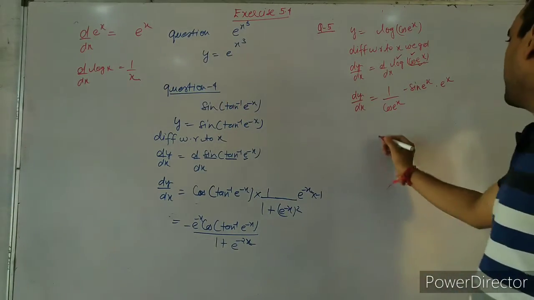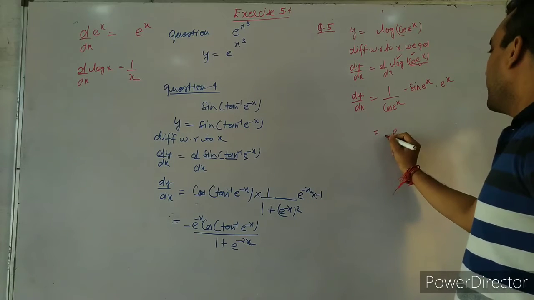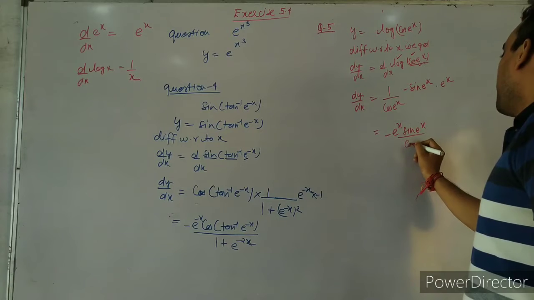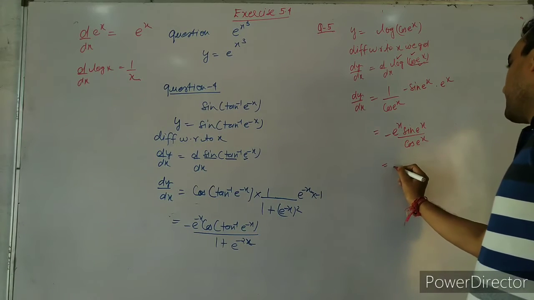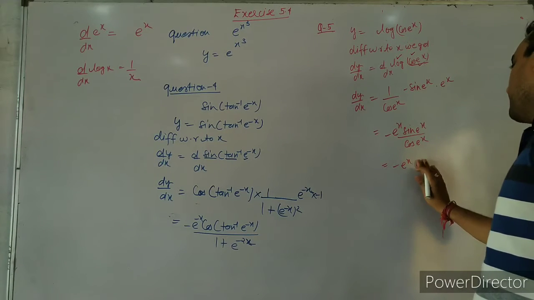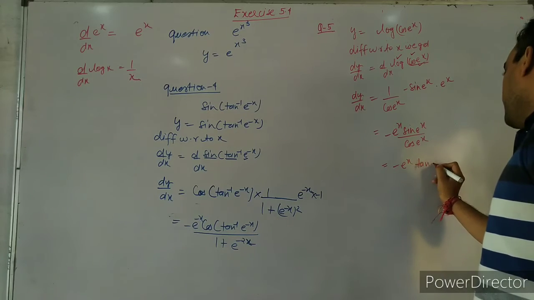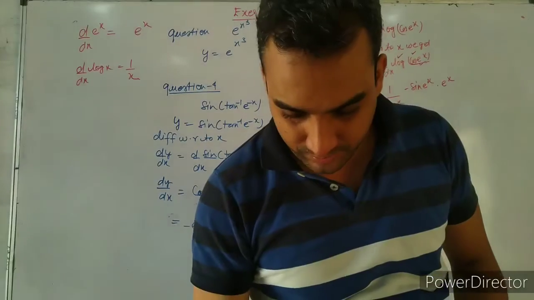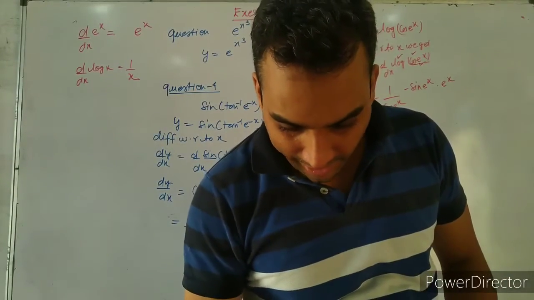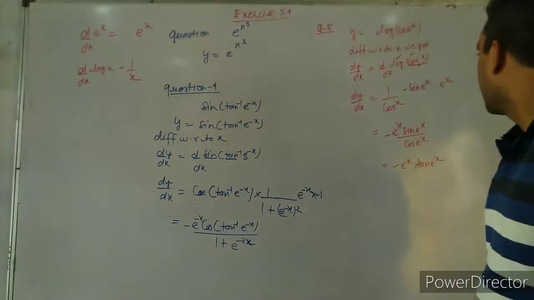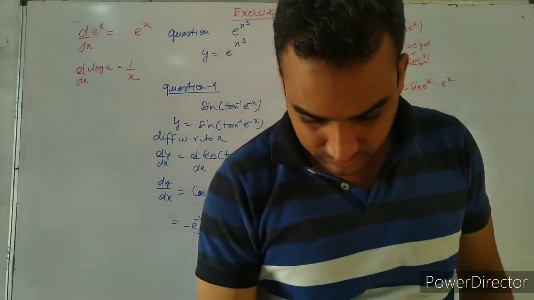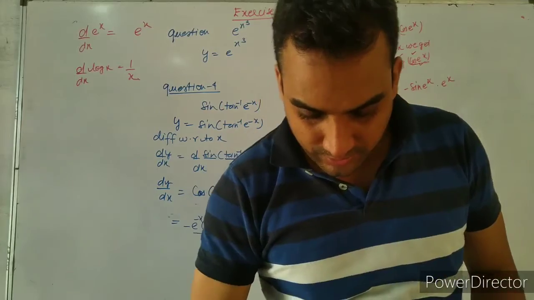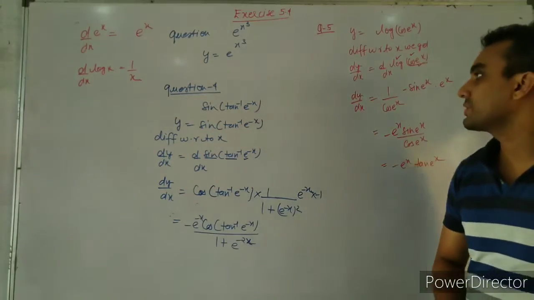So our answer will be negative e to the power x sin e to the power x upon cos e to the power x, or negative e to the power x into tan e to the power x. Okay. Now moving towards our next question, which is question number 6.